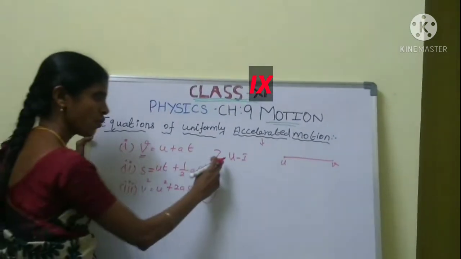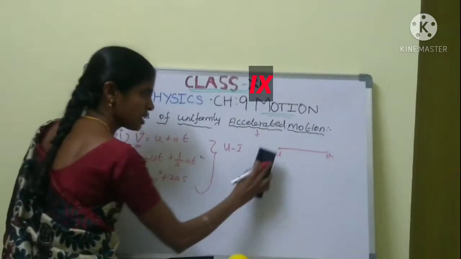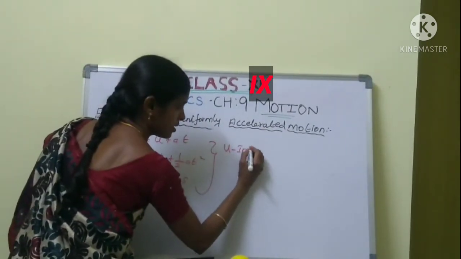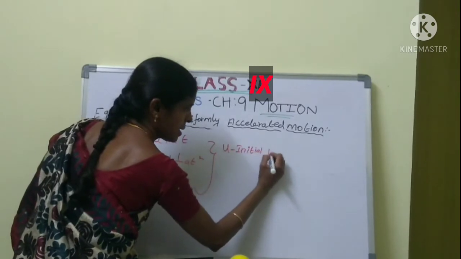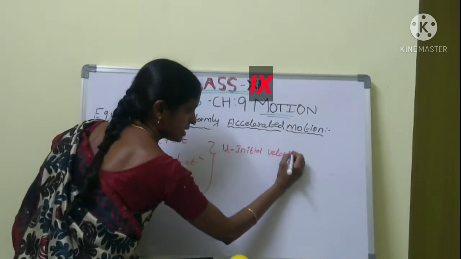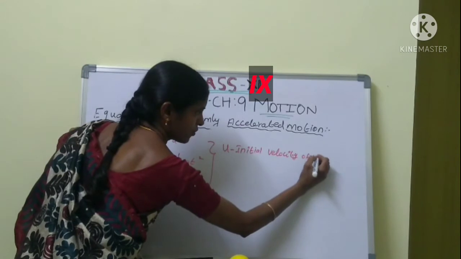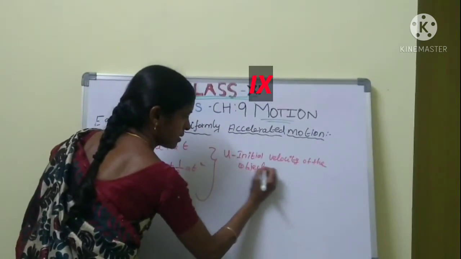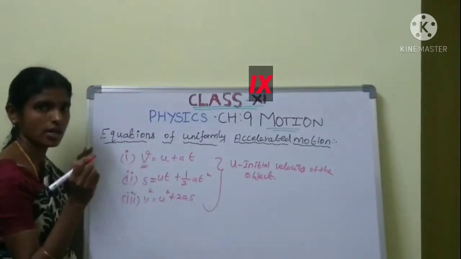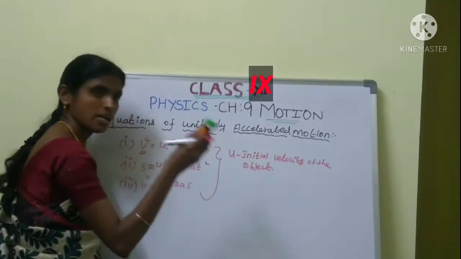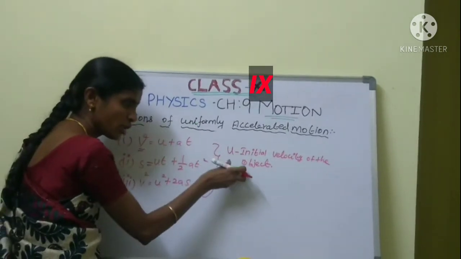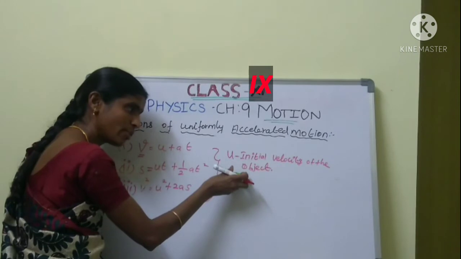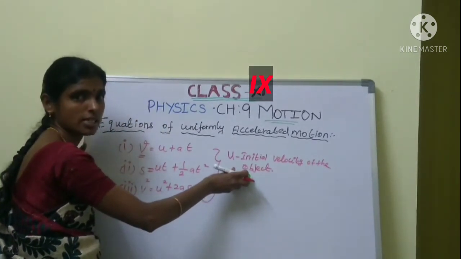Are you clear? So, what is meant by u? u is nothing but the initial velocity of the object or body. Let us consider that one car is going from one place to another. Whenever the car is at the starting point, that is called the initial velocity.